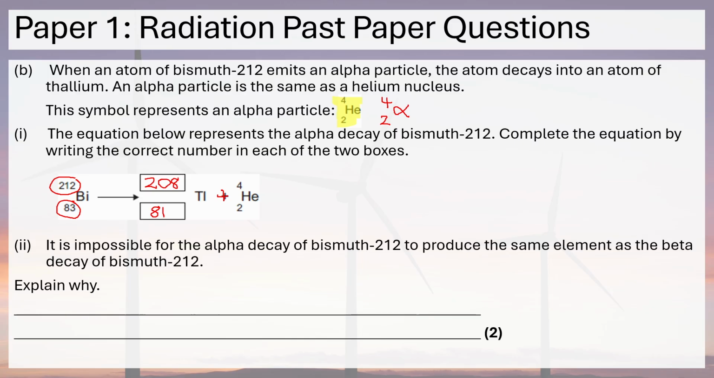Part 3, it's impossible for bismuth to produce the same element through alpha decay as it can through beta decay. And we're asked to explain why. And again, there's two parts to this answer. So the first thing to say is that the element is determined by the number of protons in the nucleus. So we know that from chemistry as well. The atomic number or proton number tells us which element we've got. So the element is determined by the number of protons.